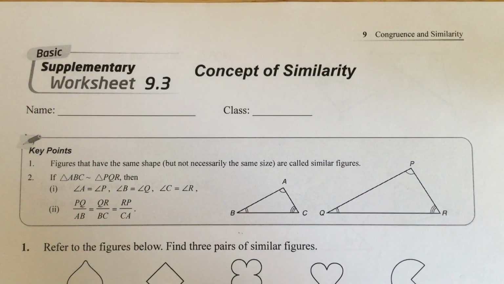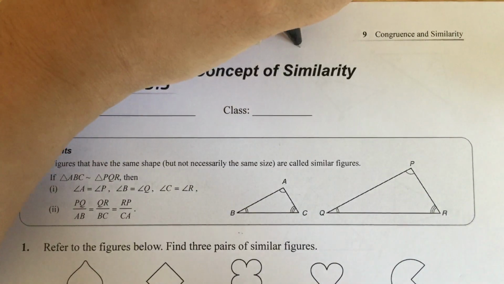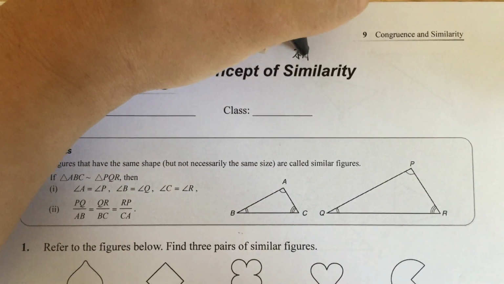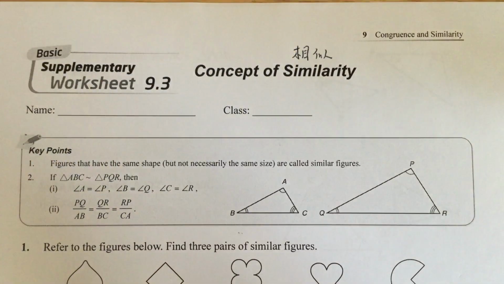Hello, in this video, we will talk about similarity. In Chinese, this is called 近似 or 相似. That means this time we will not consider the size must be equal. We only consider the shape is equal.